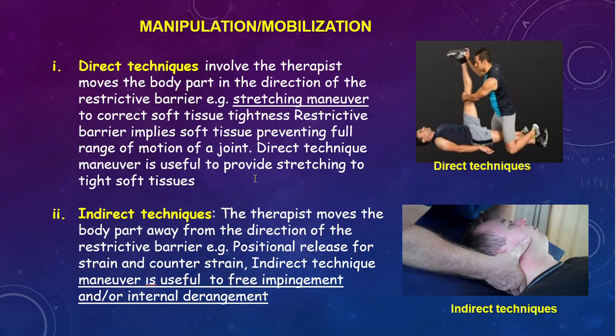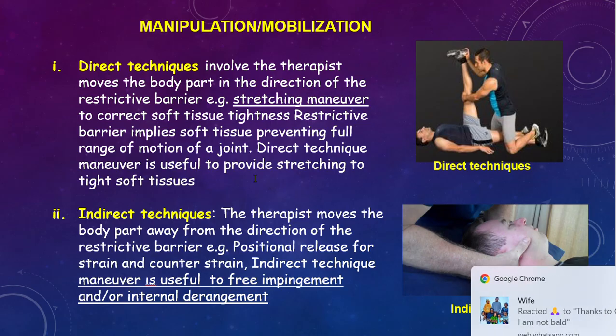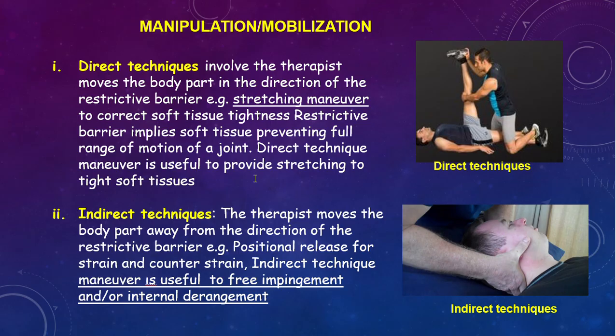Then we have indirect technique. When do we say the technique is indirect? If you look at the lower diagram there, it is possible that that man there has developed a neck problem and is finding it difficult to turn his neck to the right. So the therapist decides to treat him by turning his neck to the left, away from restrictive barrier. That is what we call indirect technique. Do you understand?